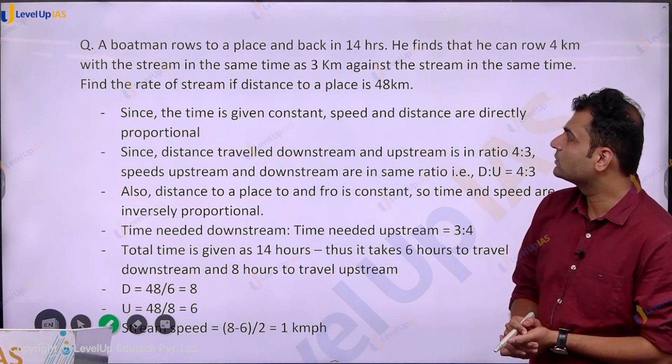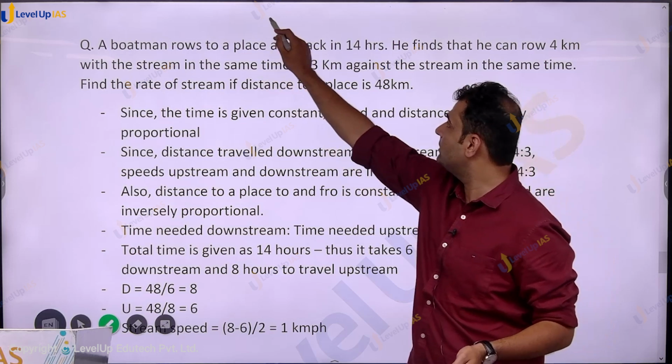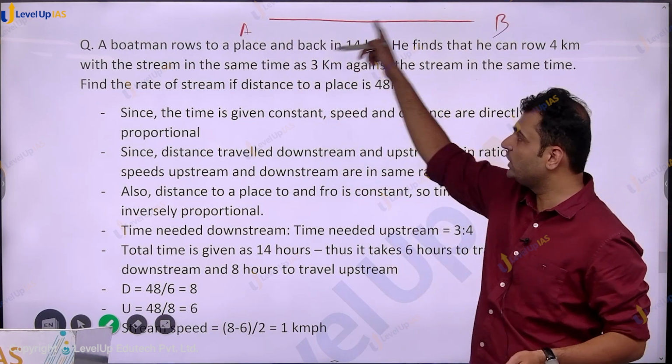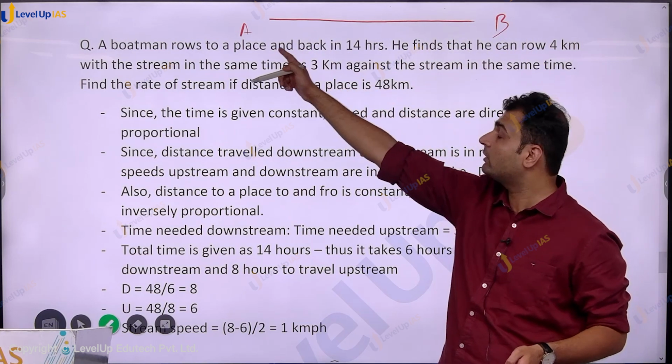Okay, so let us look at this question. A boatman rows to a place and back in 14 hours. So there are two places, A and B. Boatman goes from A to B and back from B to A.